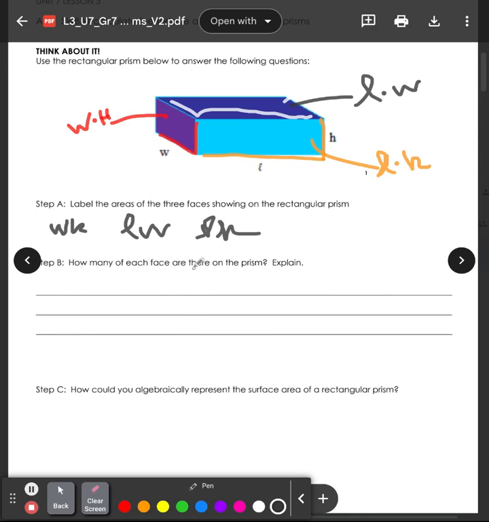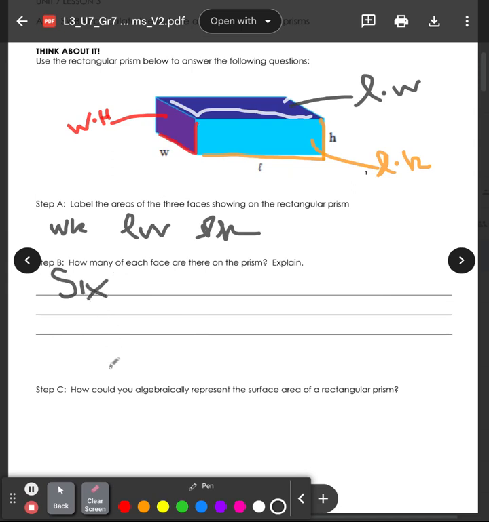How many faces are there on a prism? Well, we have the front of the prism. We have the back of the prism. We have the left side of the prism, the right side of the prism, and then we have the top of the prism and the bottom of the prism. So there are 6 faces in total for a rectangular prism.